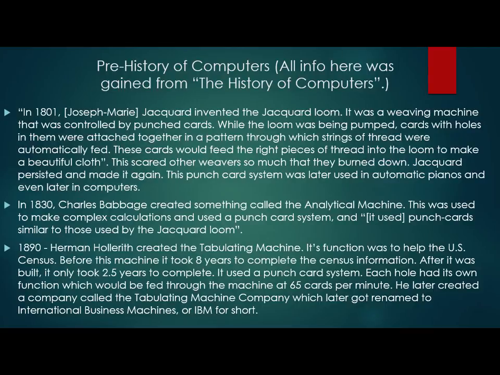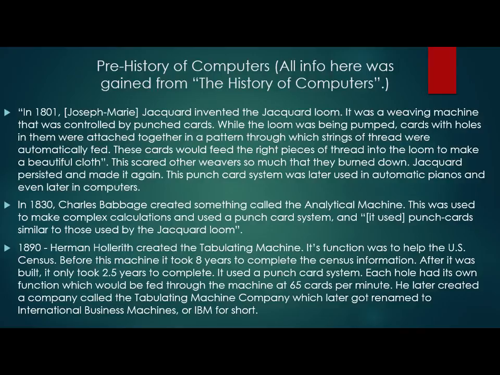Before this machine, it took 8 years to complete the census information. Now, you have to remember, census back then, and if you think today, is done every 10 years. So if you start in 1890 before this machine, it would take until 1898 for them to understand and know the information. But because this was built, it only took 2.5 years to complete. That cuts down 5.5 years. That's a lot of time. So that way people can be doing something else.